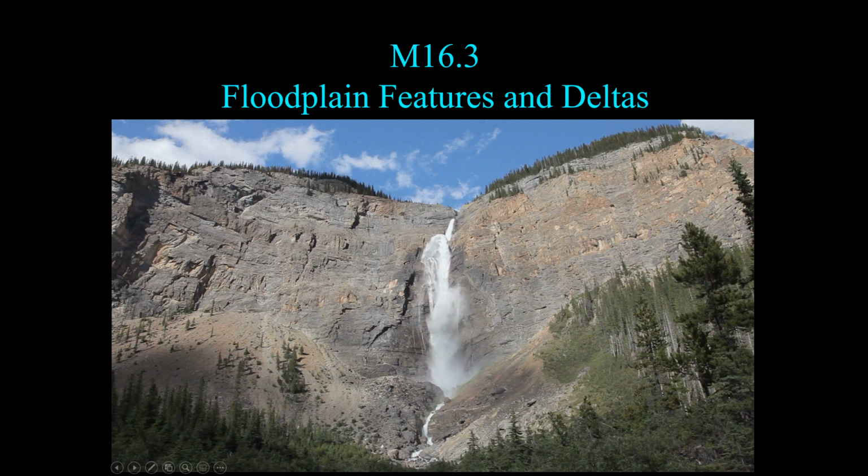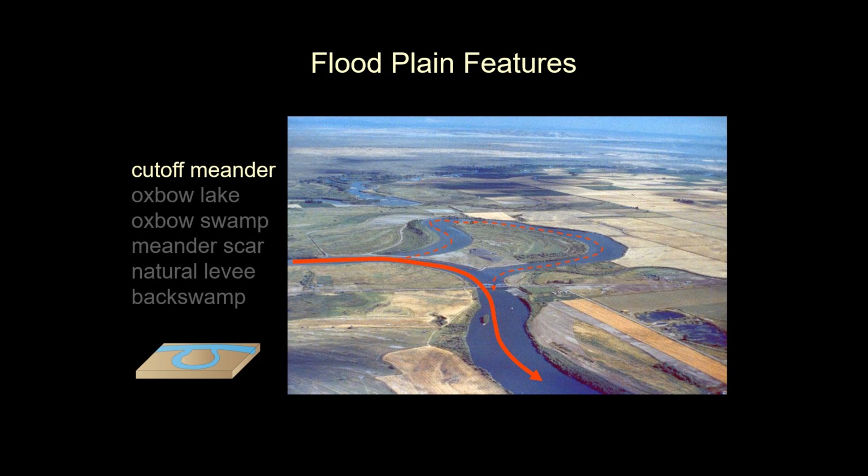In this third video for Module 16, we consider floodplain features and deltas. Well, we've talked a little bit about lateral erosion, and here we're going to take a look at some floodplain features, and these are things associated with meandering rivers.